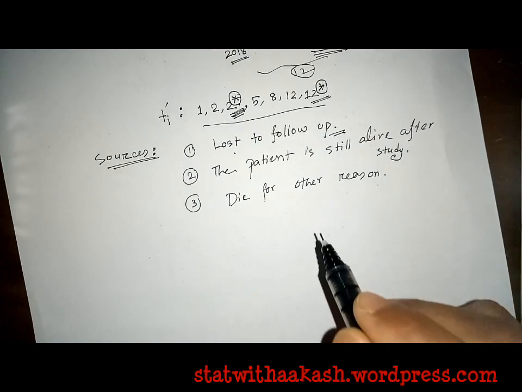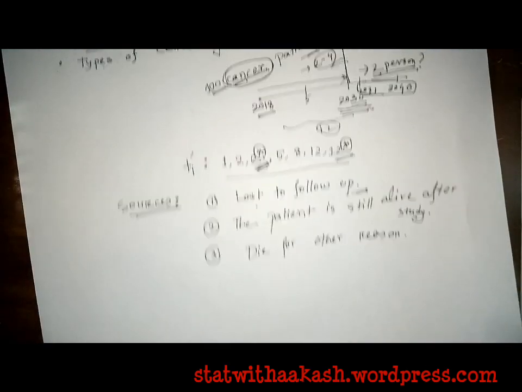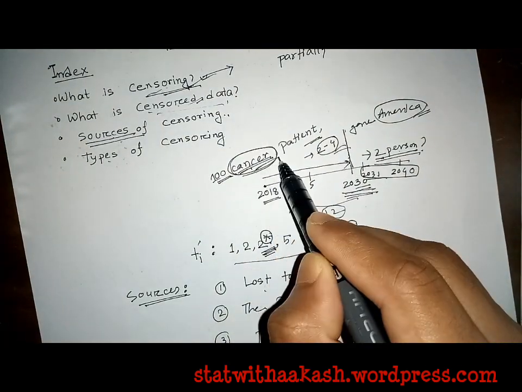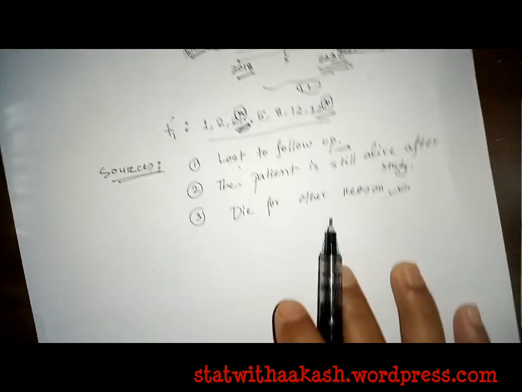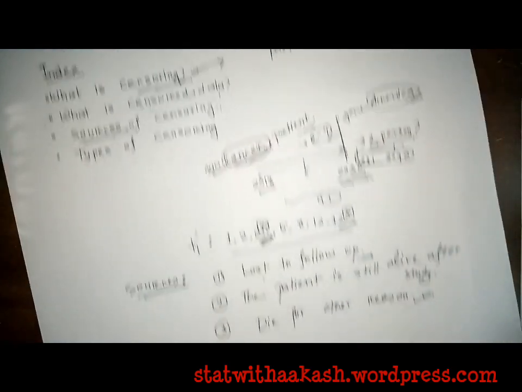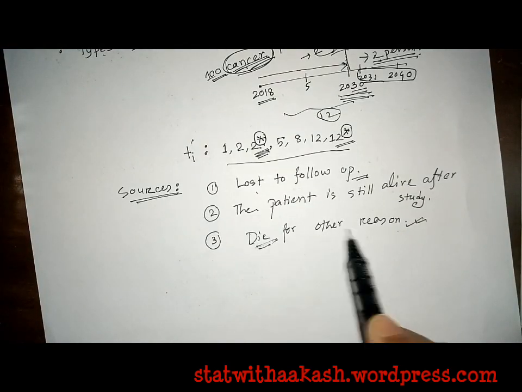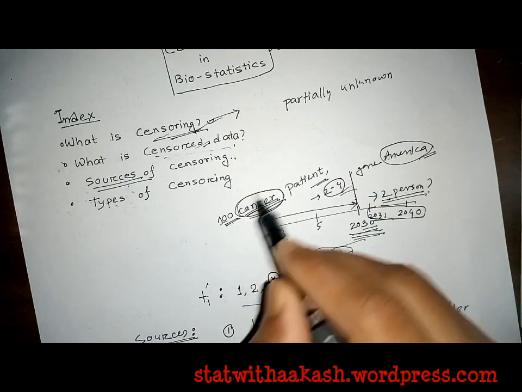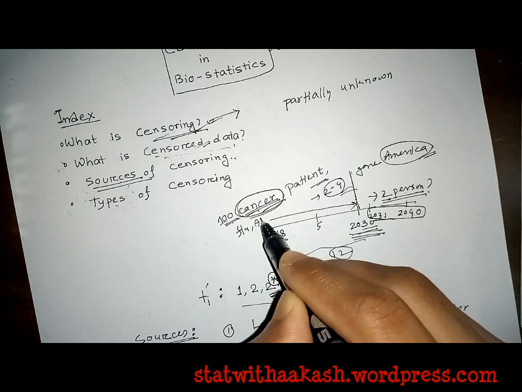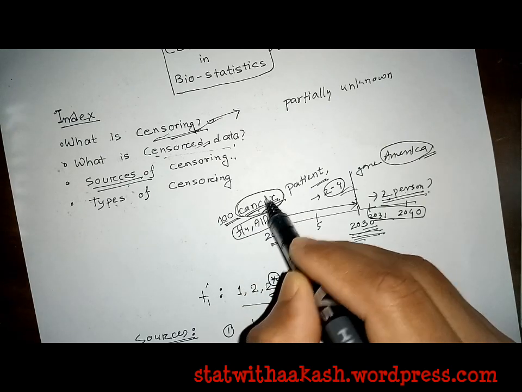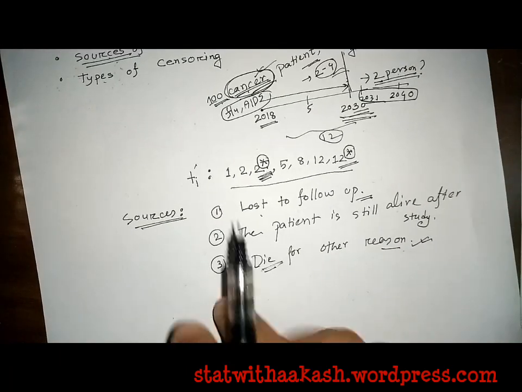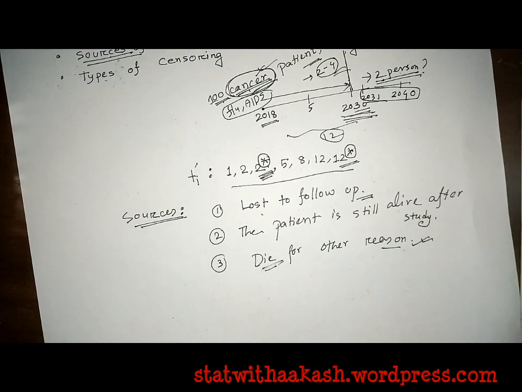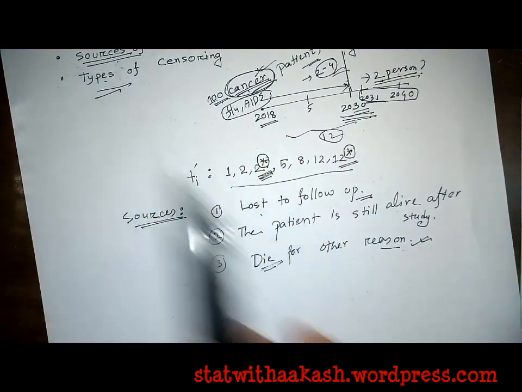Also there is another reason: dying for other reasons. When they are dying in a car accident, you don't know how many years they would live with cancer. So this also leads to censoring. And you don't only have to consider road accidents; they can be dying for flu, AIDS, etc. That is, except cancer, there can be any other event by which the patient is dying. That is known as a source of censoring.